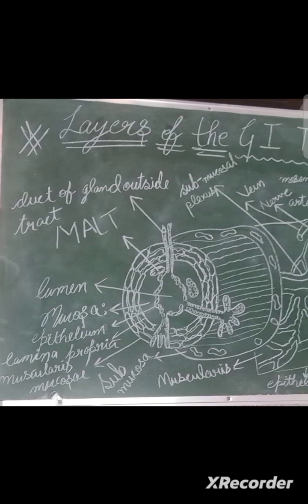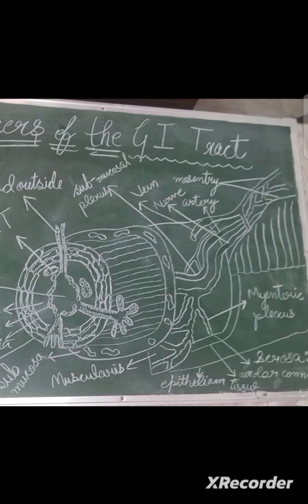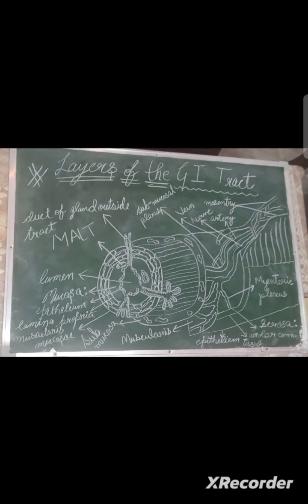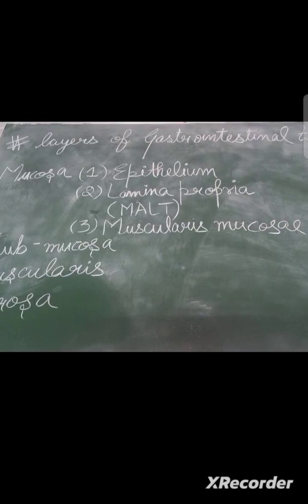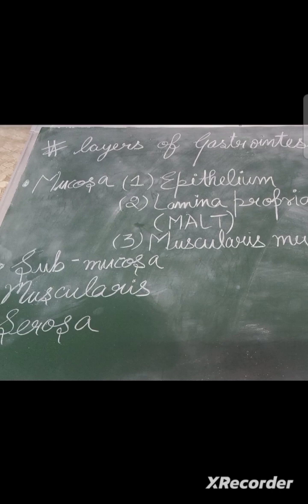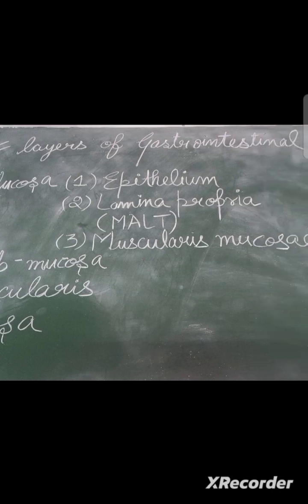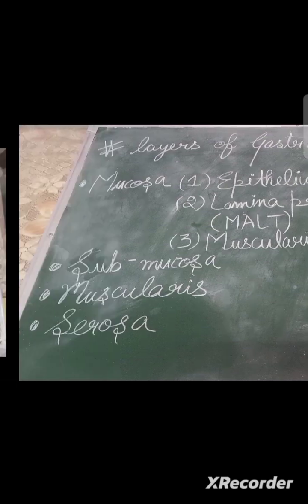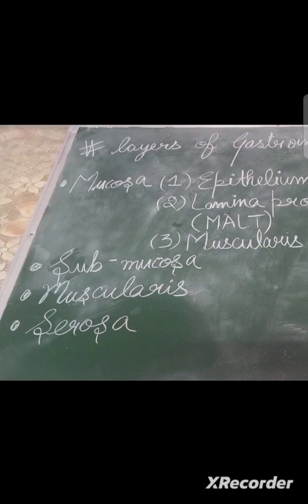Hope you will understand this topic through this diagram only, and for reference इसका मैंने नाम लिखा है लेयर्स का जो कि हम सब पढ़ चुके हैं. म्यूकोसा में एपिथेलियम पढ़ा, लेमिना प्रोपेरिया पढ़ा, माल्ट उसमें आता ये पढ़ा, देन मस्कुलरिस म्यूकोसा पढ़ा, सबम्यूकोसा आया, मस्कुलरिस लेयर आई, लास्ट वन इज सेरोसा. Now that's it regarding the layers of the GI tract.